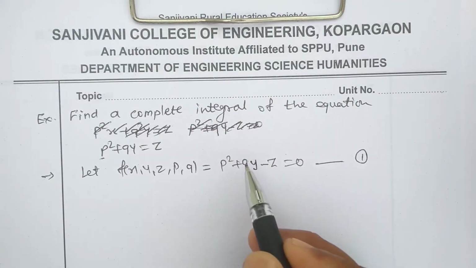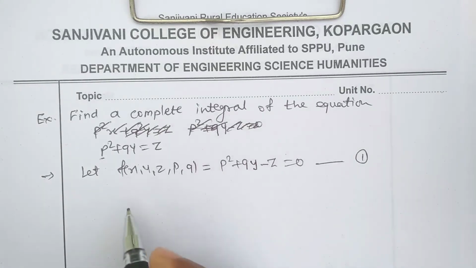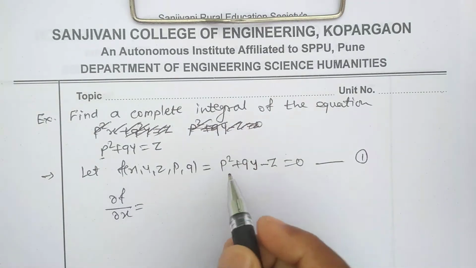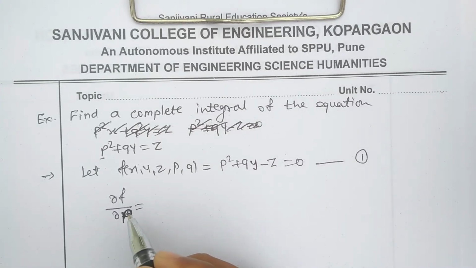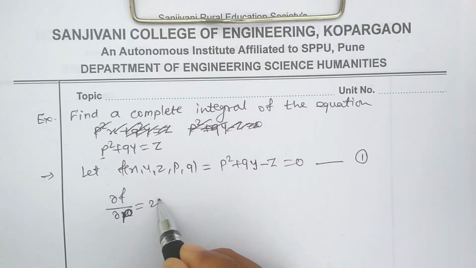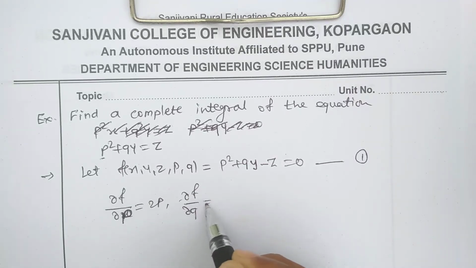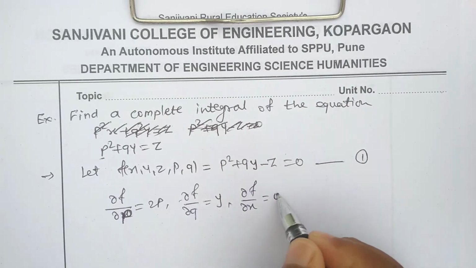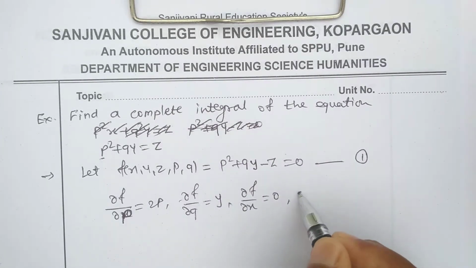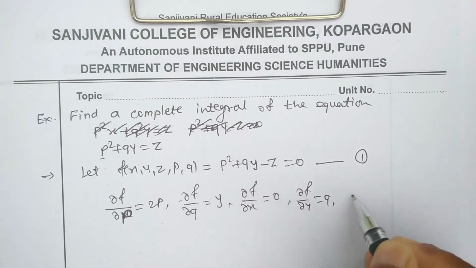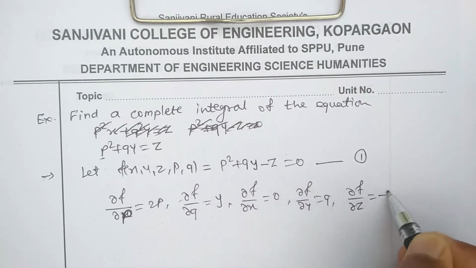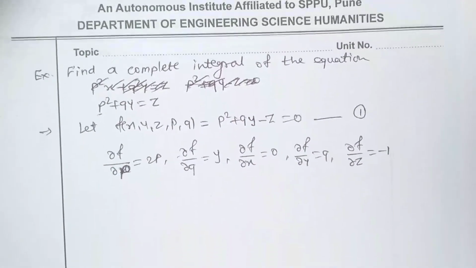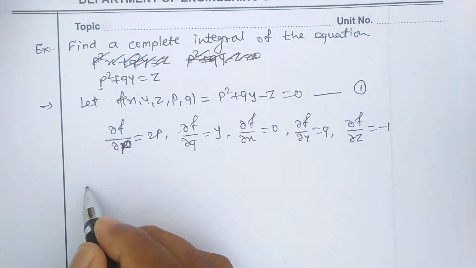Now by using this equation, find the value of all partial derivatives. First we find del f by del p. It is equal to 2p. Then del f by del q, it is y. Del f by del x, it is 0 because the term of x is absent. Del f by del y, it is q, and del f by del z, it is minus 1.